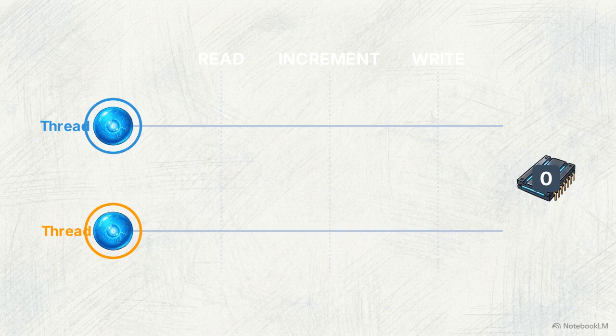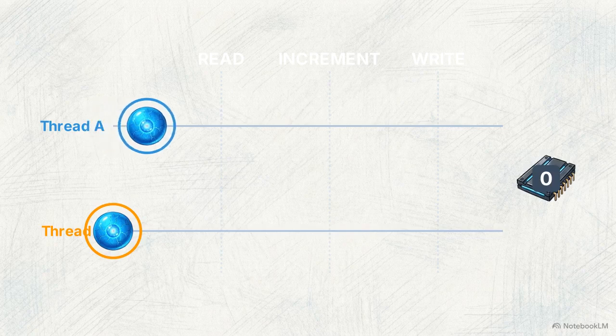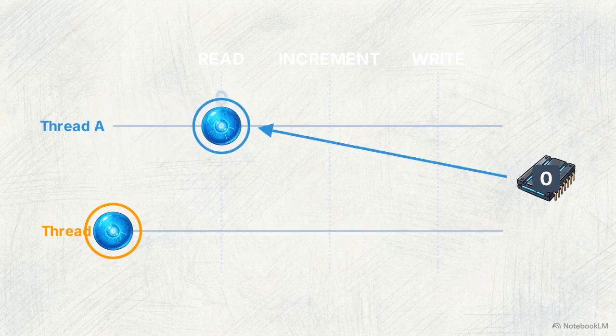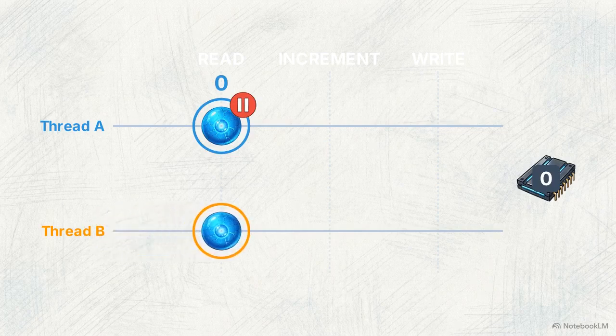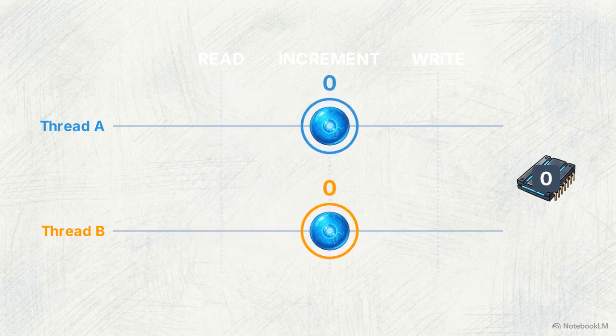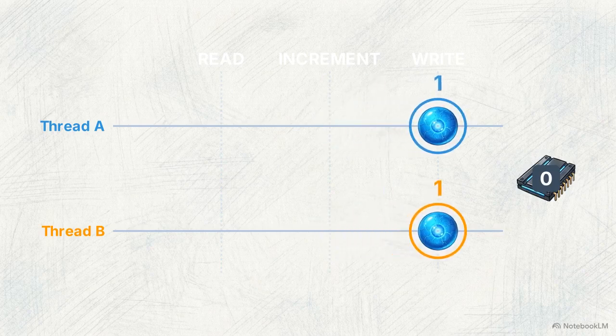This diagram tracks the execution timelines of 2 competing entities, thread A and thread B, as they hit that fractured increment command. Chronologically, thread A reads the current variable value first. That value is 0. But before thread A can execute its increment step, the OS scheduler pauses it and switches to thread B. Thread B also reads the memory value. Since thread A hasn't written anything back yet, thread B also reads a 0.